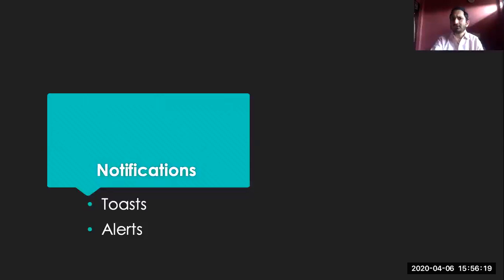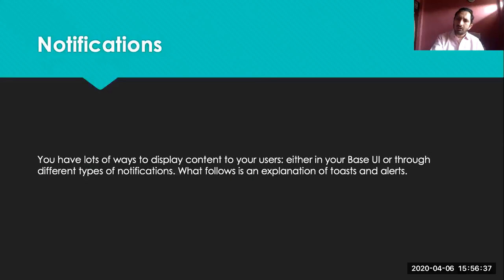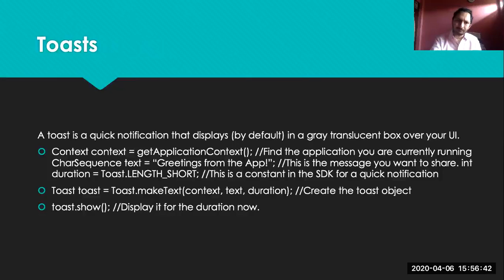Next, we have two things for notifications. Notifications are basically information that is put to the user to view. We have two types of notification, toast and alert. Alert is the same as in JavaScript. And the toast is what is seen for a particular time interval. A toast is a quick notification that displays in a gray translucent box over the UI. It requires three parameters.